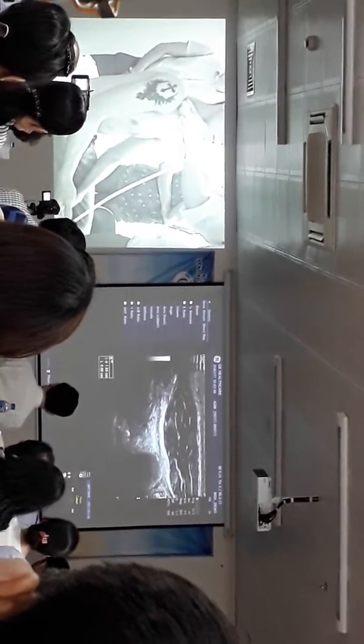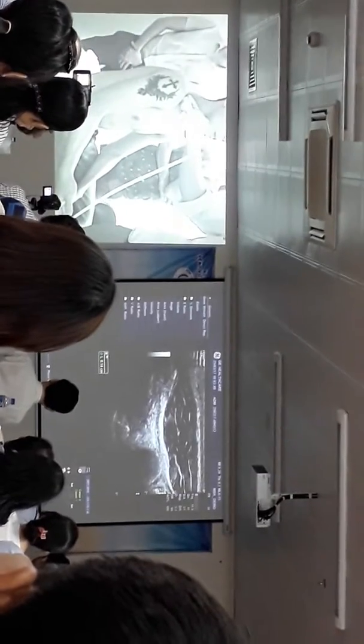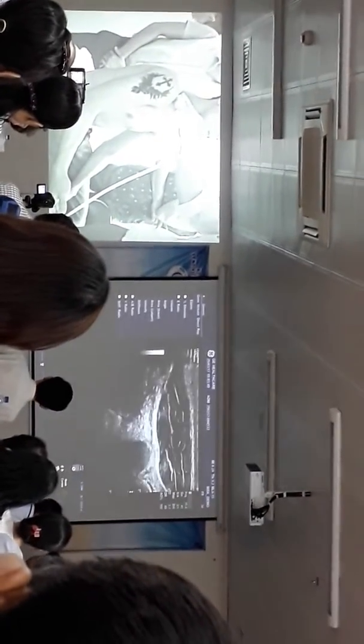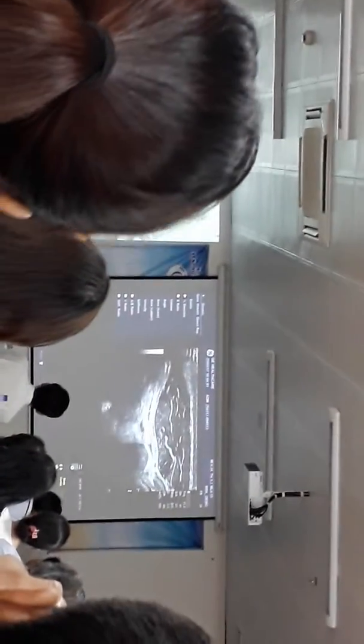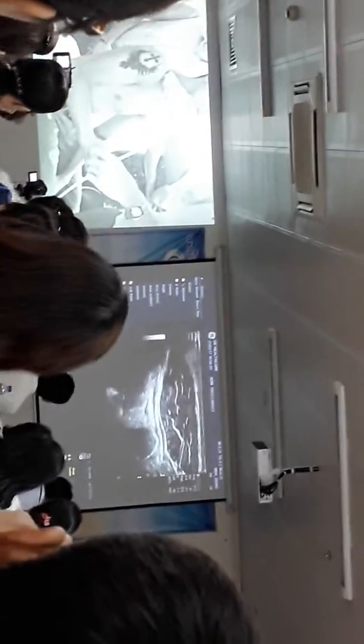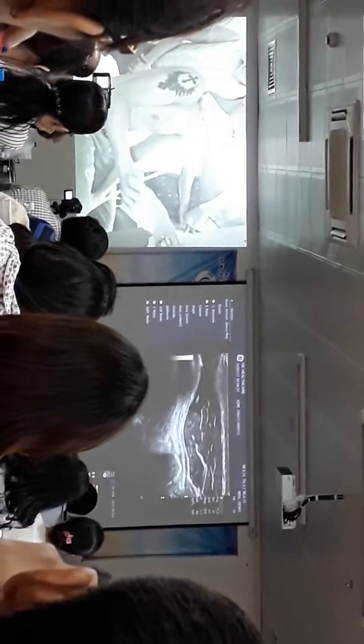So this structure should be less than 3 millimeters in size. Cái cấu trúc này phải nhỏ hơn 3 mm là bình thường. And it's easy to see by externally rotating the arm. So you can see that changes. Mình di chuyển cái bàn tay của bệnh nhân xoay trong, xoay ngoài, để thấy cái dây chằng quạ cánh tay rõ hơn.